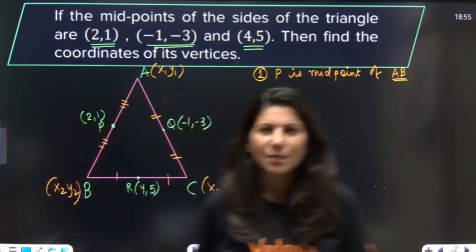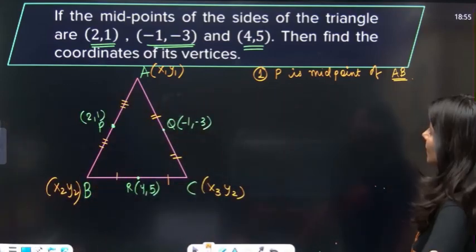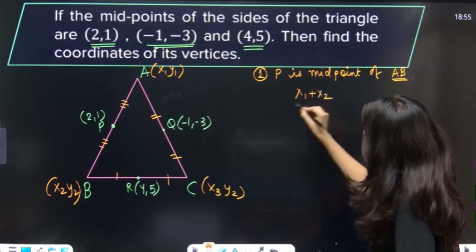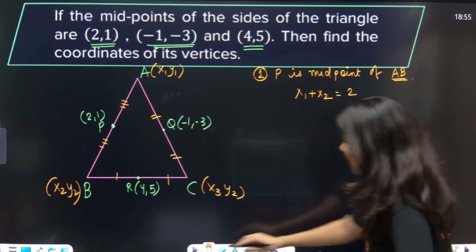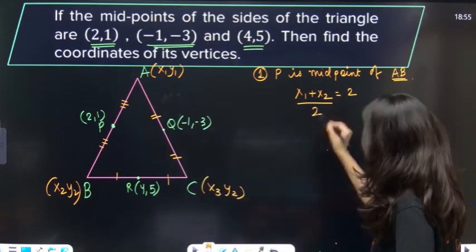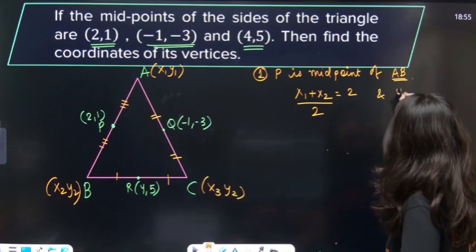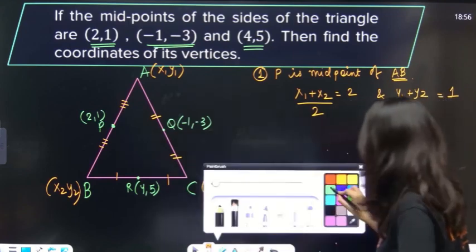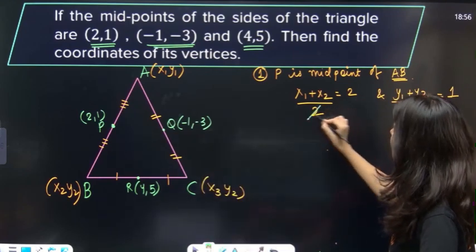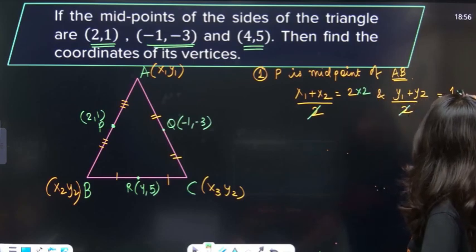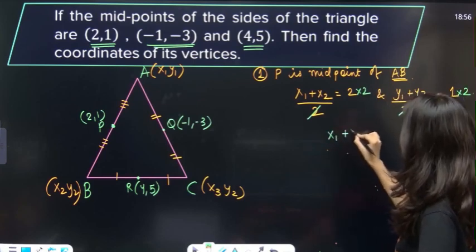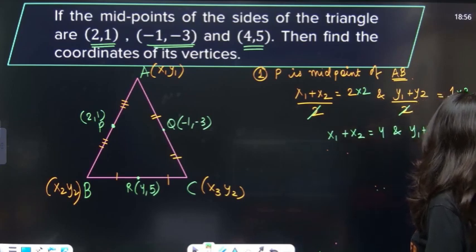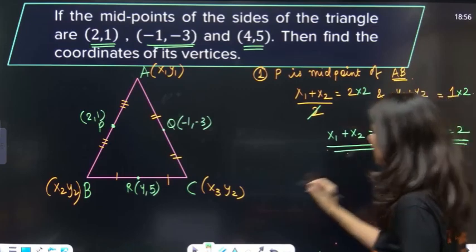If P is midpoint of AB, then I can write (x1 plus x2) by 2 is equal to 2, and (y1 plus y2) by 2 is equal to 1, by midpoint formula. Now I'm going to multiply this. 2 2s are 4 and 2 1s are 2. So now we are getting x1 plus x2 is equal to 4 and y1 plus y2 is equal to 2. We have got two equations, correct?